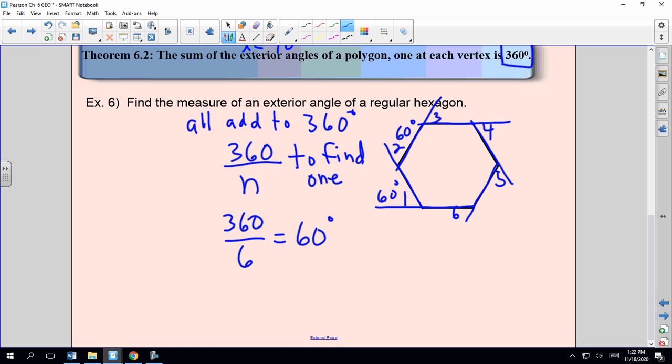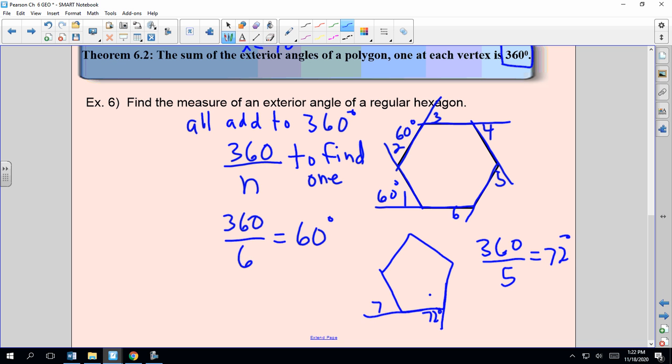If I change the shape and it was a pentagon instead, it's 360 divided by 5, which is 72 degrees for each angle out here. So this would be 72, 72, 72. You just keep going around here. That's it for the exterior angles. So hope this helps.